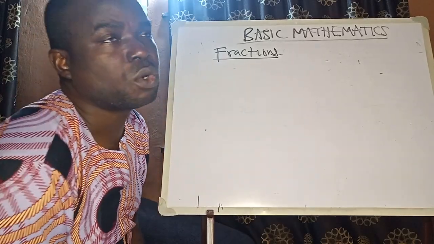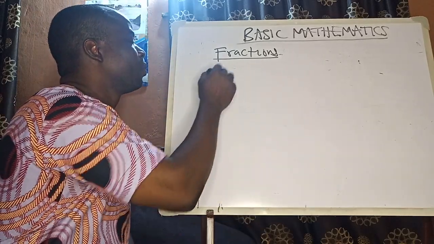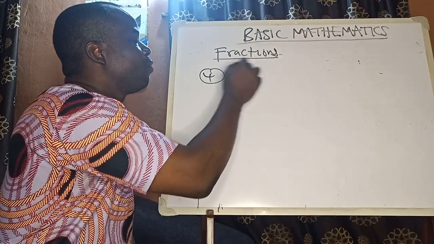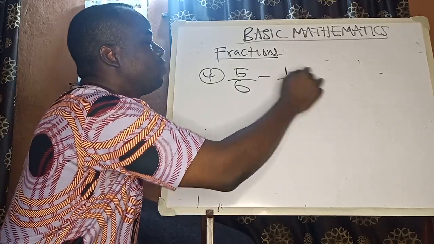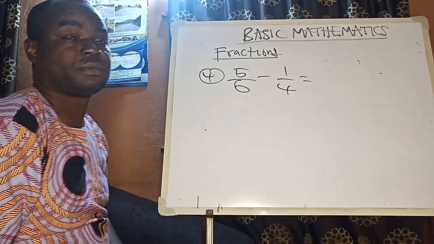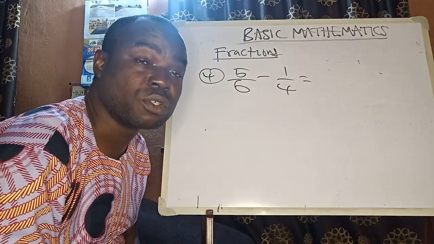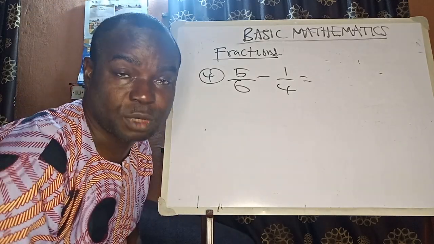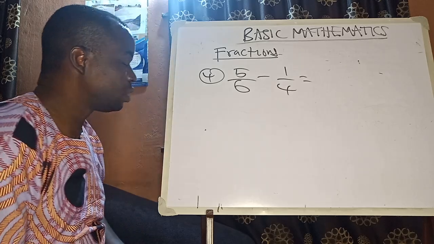Now let's do one on subtraction. Let's do 5/6 minus 1/4. Let's solve this. The way you solve addition is the way you solve subtraction. So we'll still do the same thing.